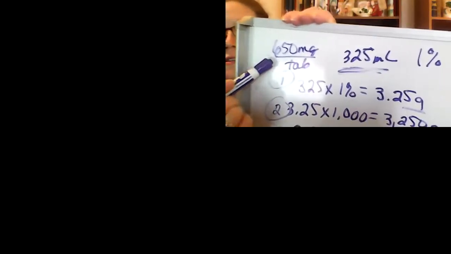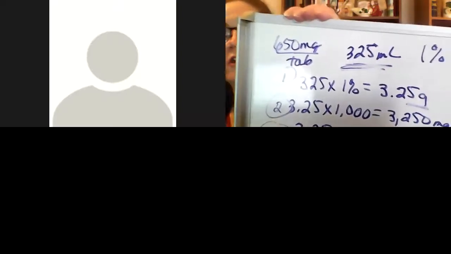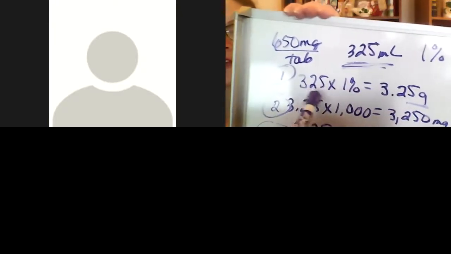The information from the question is: how many 650 milligram tablets are needed to make 325 milliliters of a 1% solution? If we're doing this in steps, we need to know how many grams total we're going to need in this solution. So we have 325 milliliters times 1%, and that's going to give us 3.25 grams.